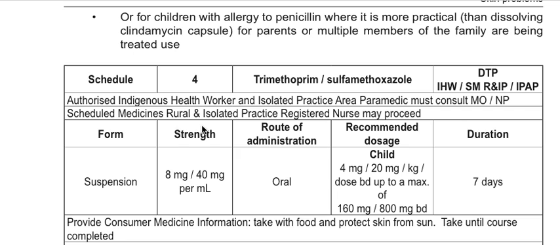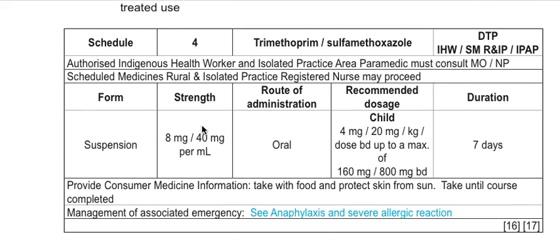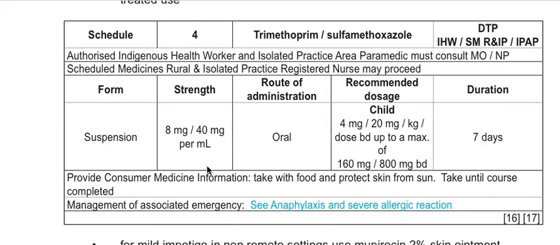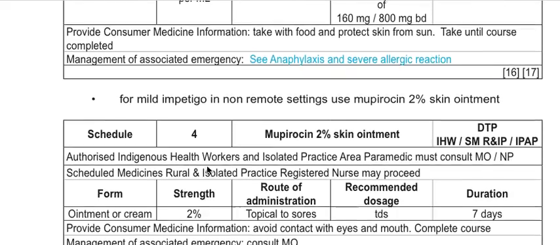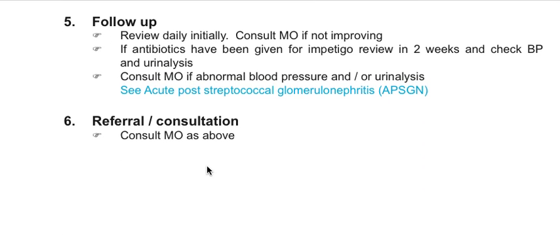Or if there's allergy to penicillin and it's more practical than dissolving a tablet, or if you've got multiple patients or family members being treated, you want to think about trimethoprim sulfamethoxazole, that one. Bactrim essentially, isn't it? And for mild impetigo, use a mupirocin 2% ointment. Follow-up, review daily. If antibiotics have been given, you want to do that follow-up for post-strep glomerulonephritis or rheumatic fever.